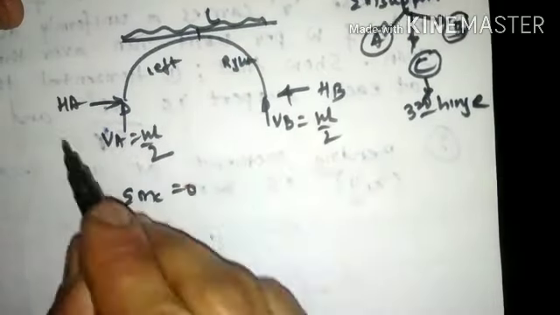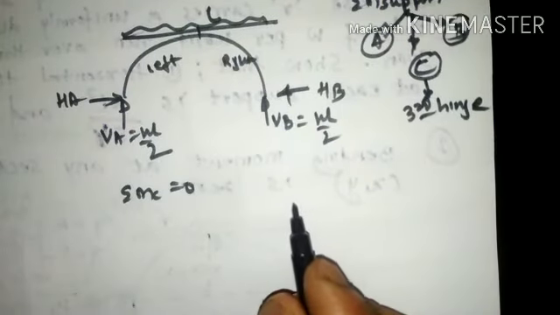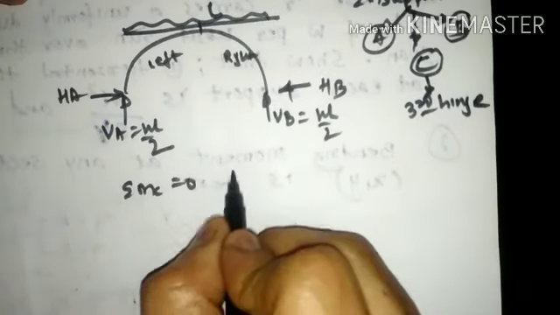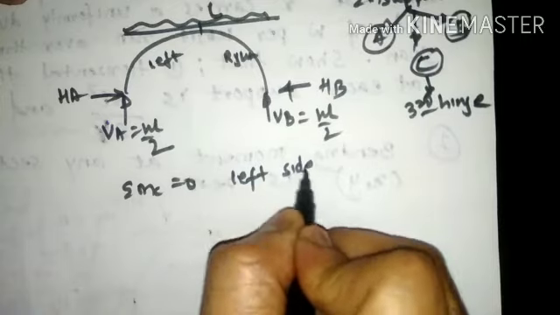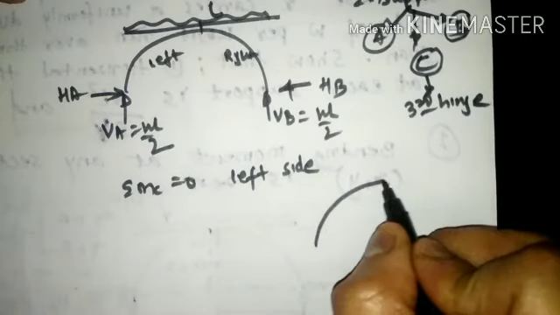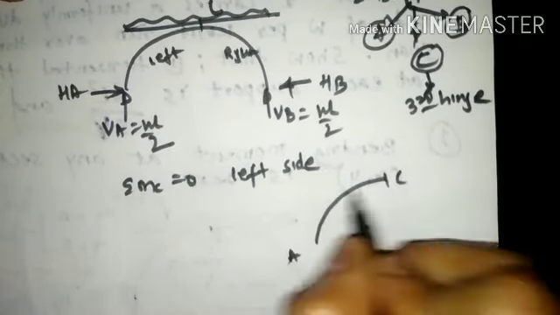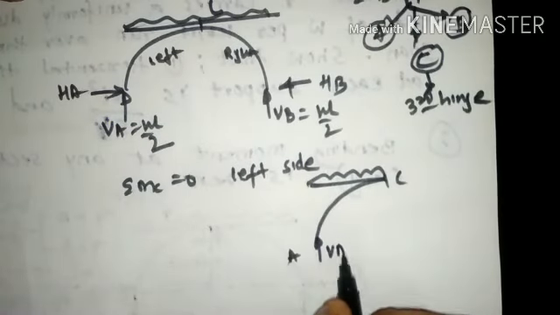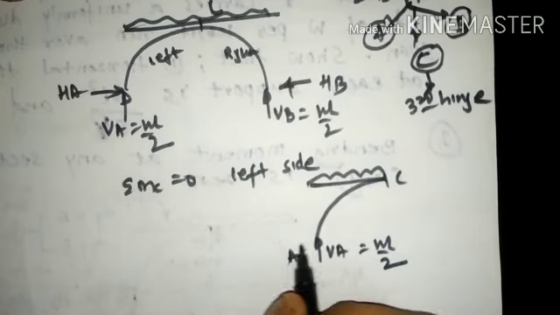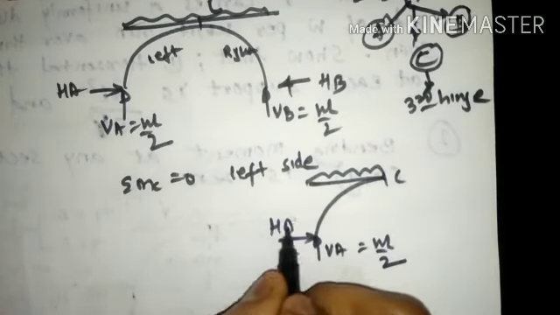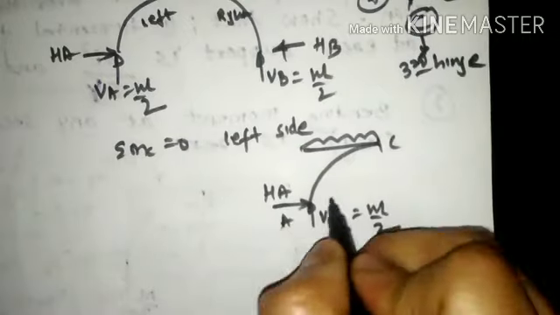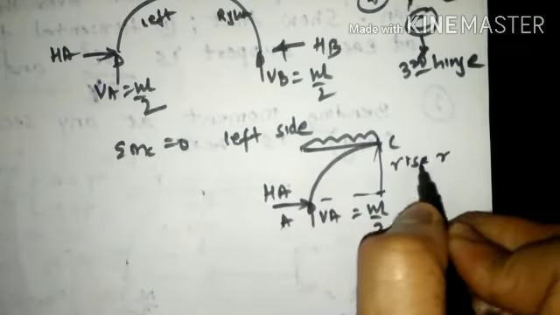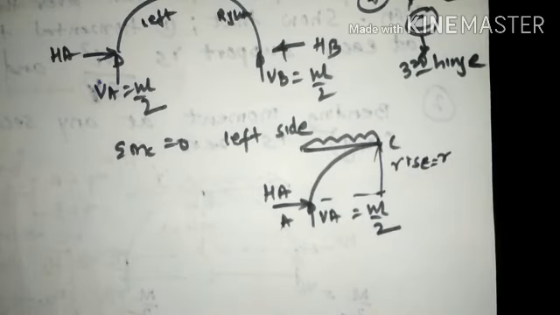We can choose any portion of the arch. The solution of HA and HB shall come out the same. So if I consider the left hand side part of the arch, it will be A, C and the UDL placed here. The value of VA is WL by 2 and HA is placed towards the right hand side. With reference to C, the rise of this arch is R meter.